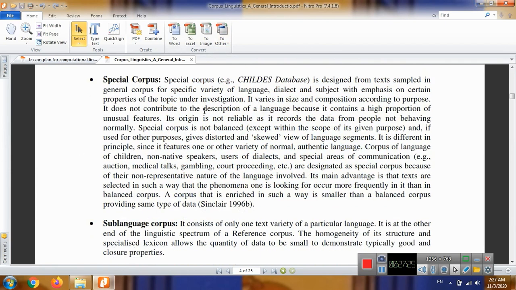It doesn't contribute to the description of a language because it contains a high proportion of unusual features. Its origin is not reliable as it records data from people not behaving normally. A special corpus is not balanced except within the scope of its given purpose, and if used for other purposes it gives a distorted and skewed view of language.